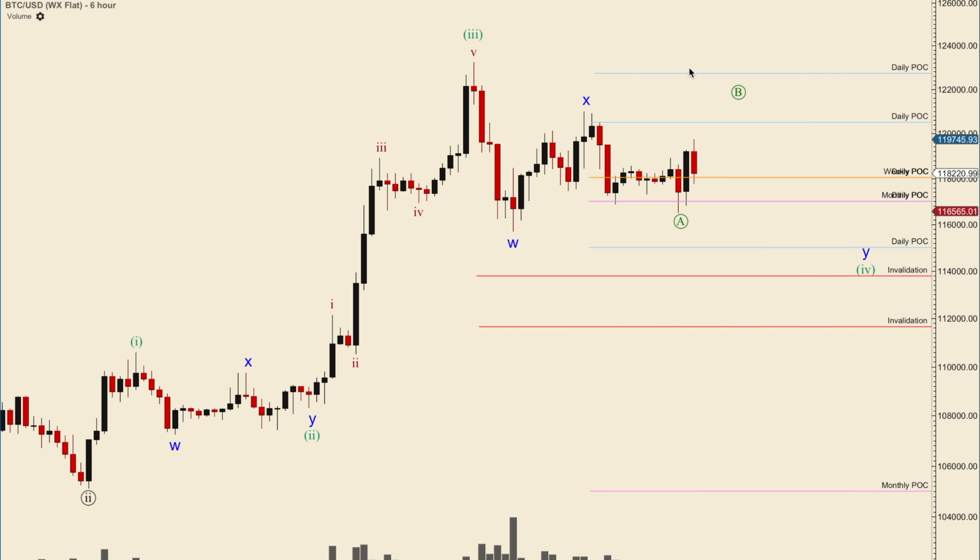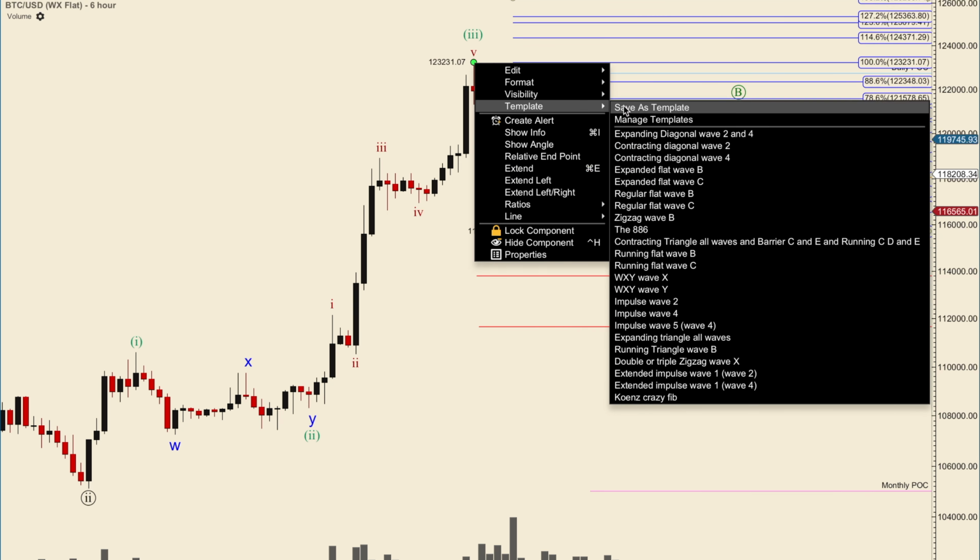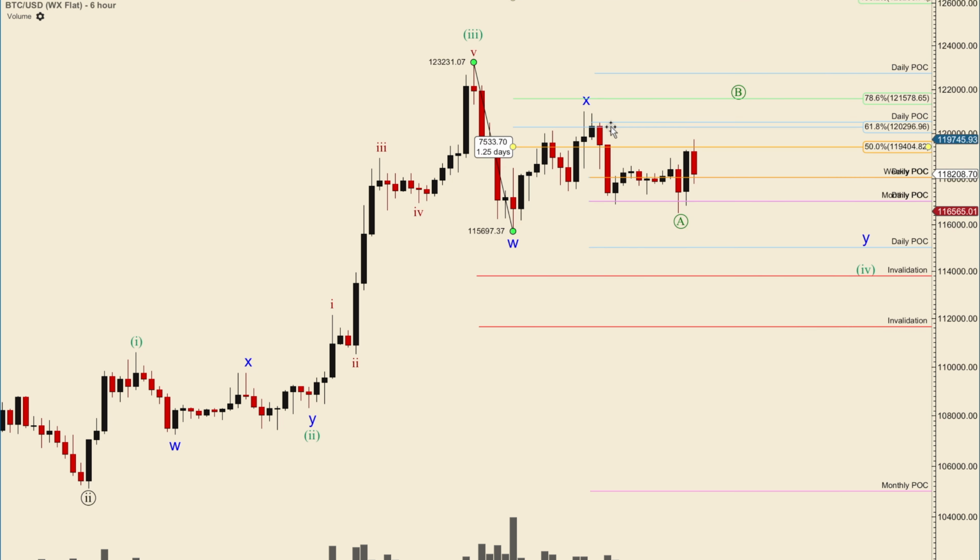And this doesn't really have the highest probability because of this X wave. And you can see that the X wave is a bit shallow. So if we check the common targets for X wave, you see that we don't really reach the 78.6% fib here. We reach only the blue 61.8, and that is a rare target for an X wave. So that means it's a bit shallow.